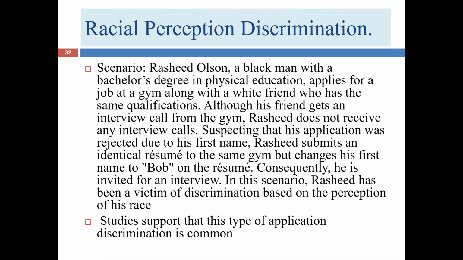So Rashid thinks to himself, maybe my first name caused the gym not to want to interview me because they figured out I'm probably African-American. So he submits the same resume again. This time he calls himself Bob Olson. He is granted an interview. Under these circumstances, it's pretty clear that he has been the victim of racial discrimination. And so you could call this racial perception discrimination. This is definitely a real thing.